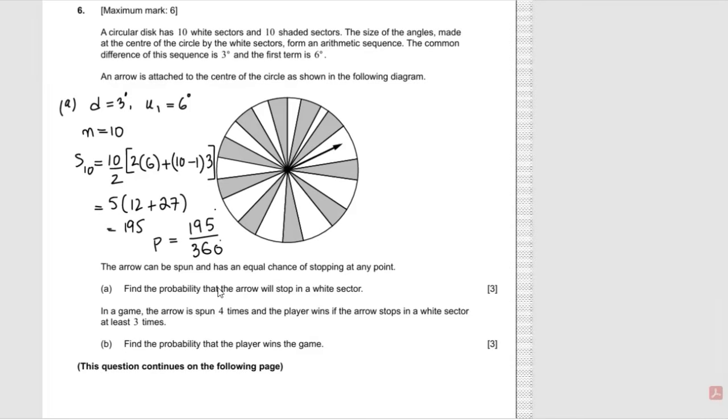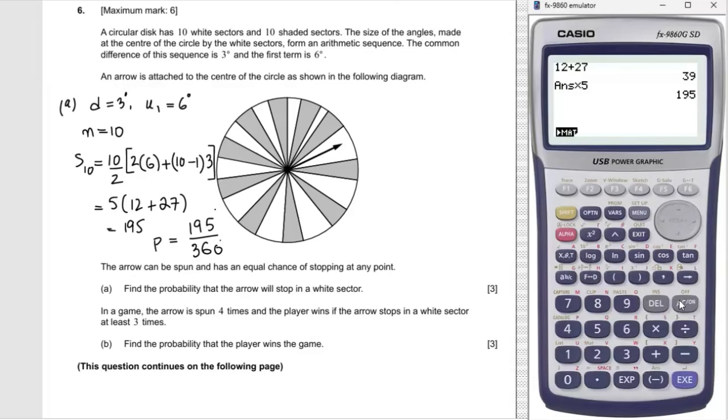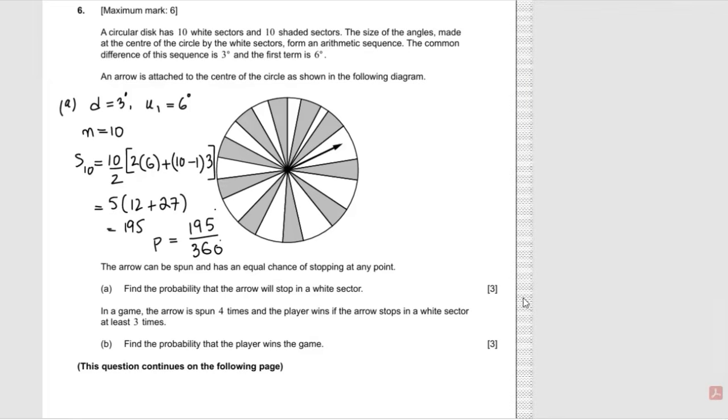Why I was trying to sum the angles: because the arithmetic sequence is formed by the angles. So we do 195. Let's give it as a fraction. So 13 over 24. That looks like a nice answer. 13 over 24. So that's the answer to part A.